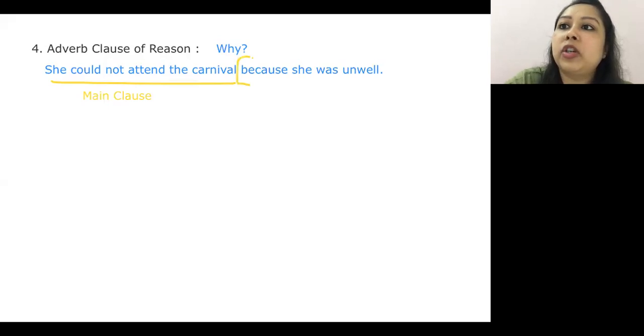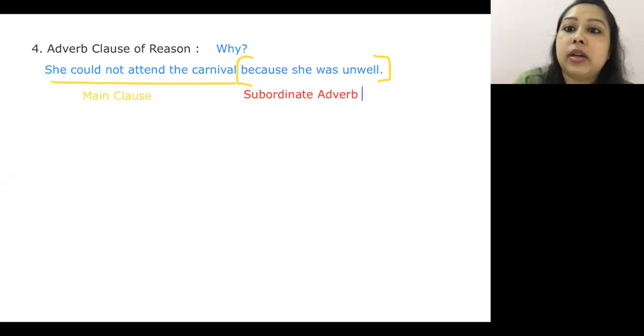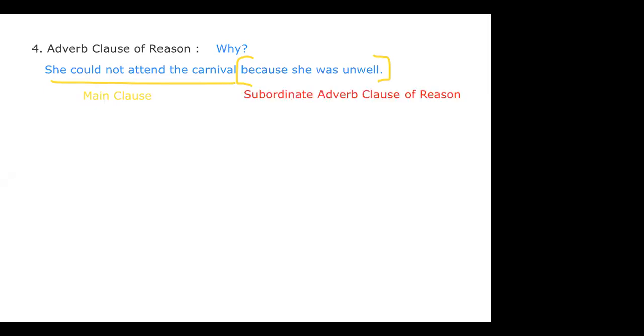And "because she was unwell," here we're talking about a reason she was unable to attend the carnival. So this becomes a subordinate adverb clause of reason. Perfect. Very good. Very good, Ojas. Good, Pratik. Let's move on to the fifth one.